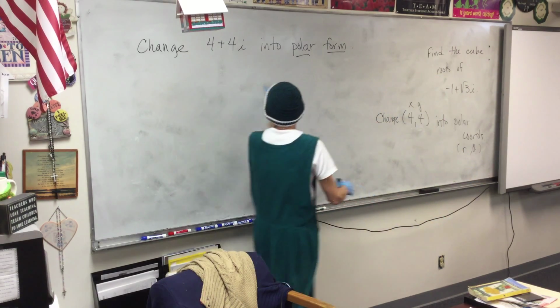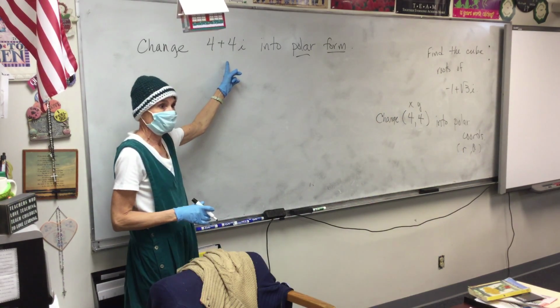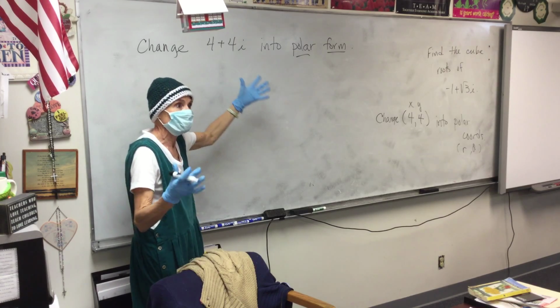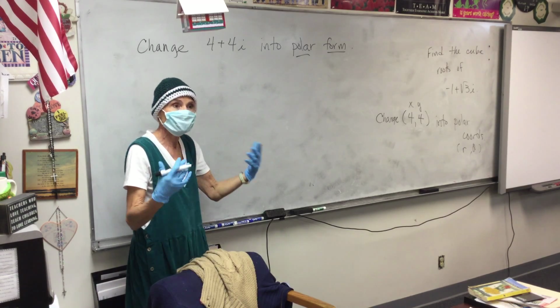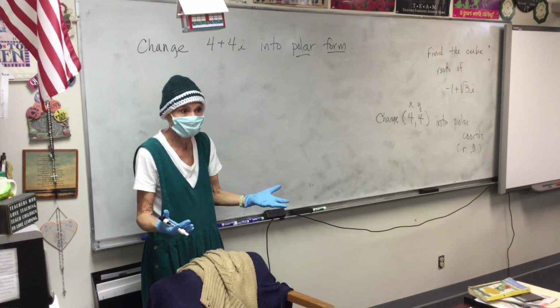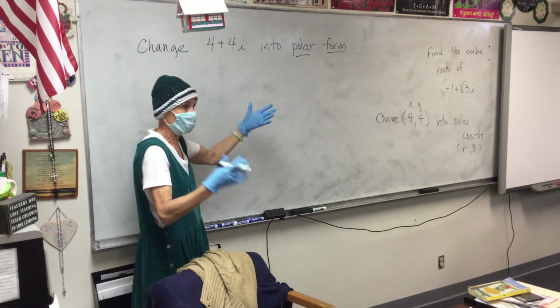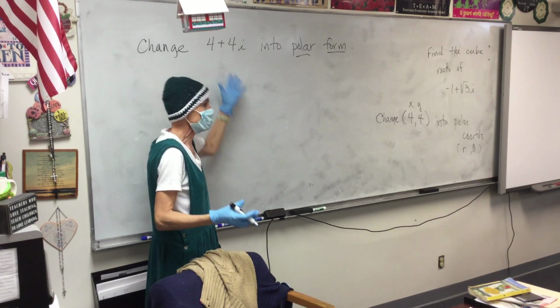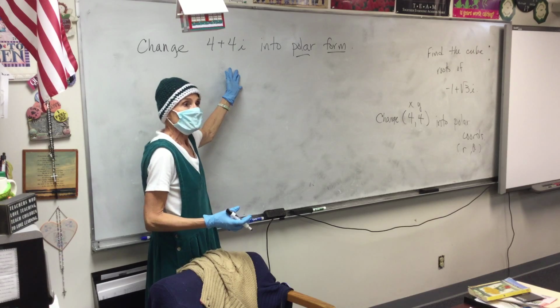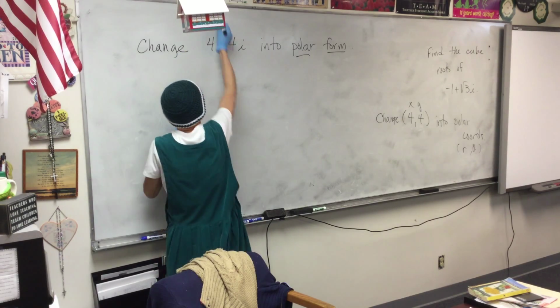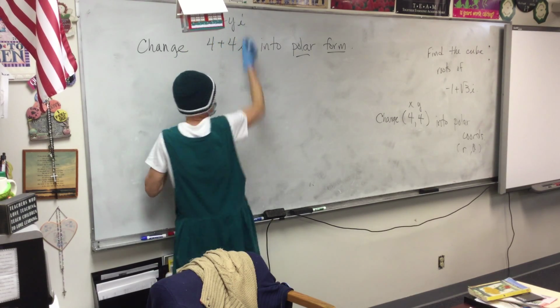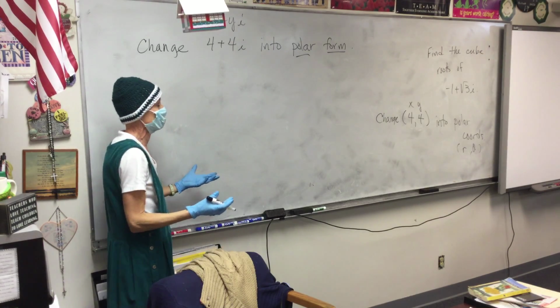What's different is this is not an ordered pair. This is an actual number. Think about when you solve quadratic equations. Don't you get answers like 4 plus or minus 4i? This is an actual number. So you are going to take this number, which is in complex form or rectangular form.